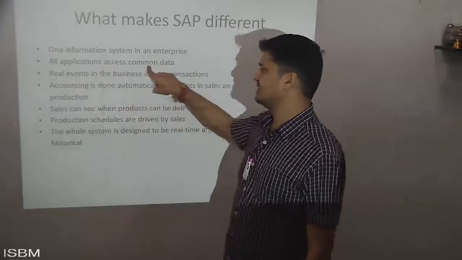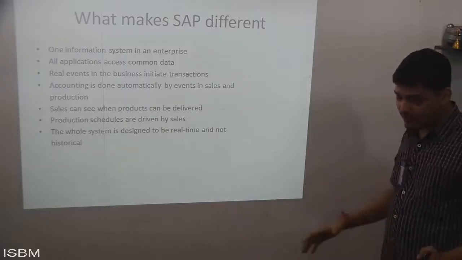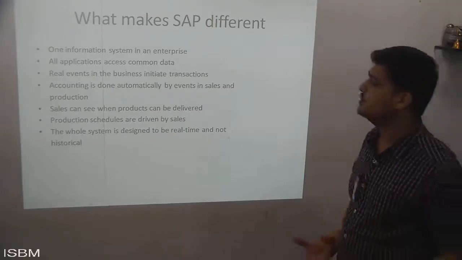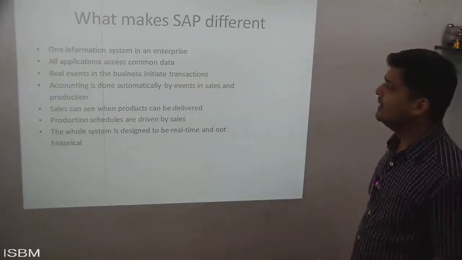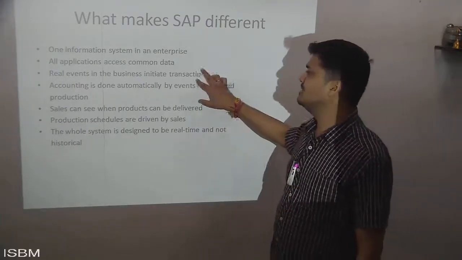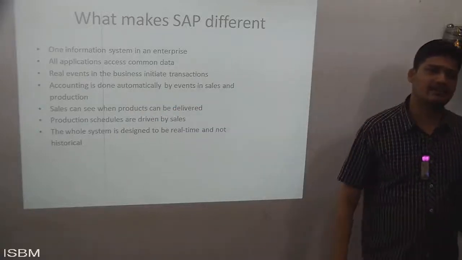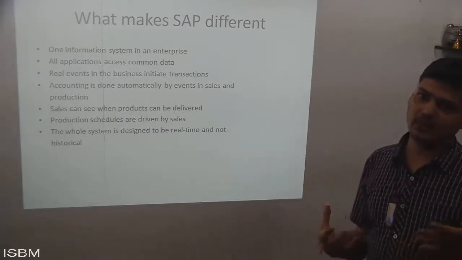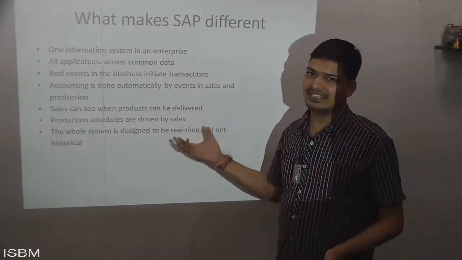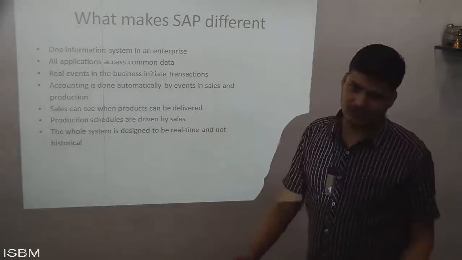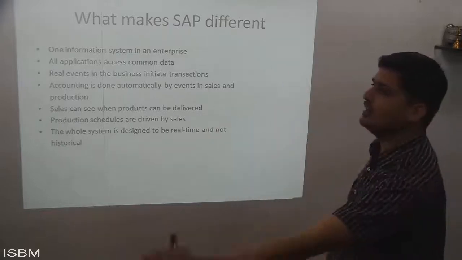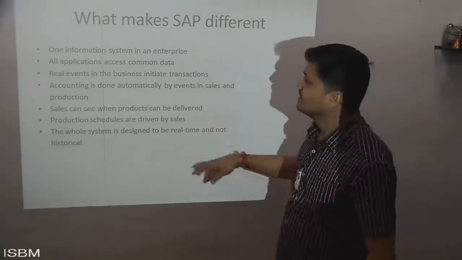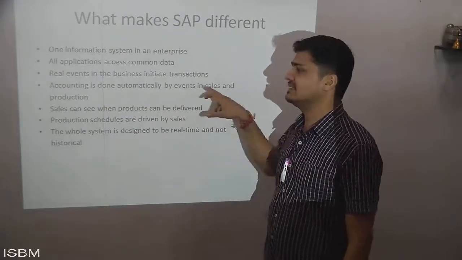Then, all applications access common data. As I told you, each and every department is integrated with the others, so it is very easy to use common data. Then, real events in the business initiate transactions. Here all the real events can be done through transactions. For example, if anybody wants to create a purchase order for a product, there is a transaction. With the help of that they can create a purchase order in the system, and that purchase order goes directly to the material department, and from the material department it goes to the client side.